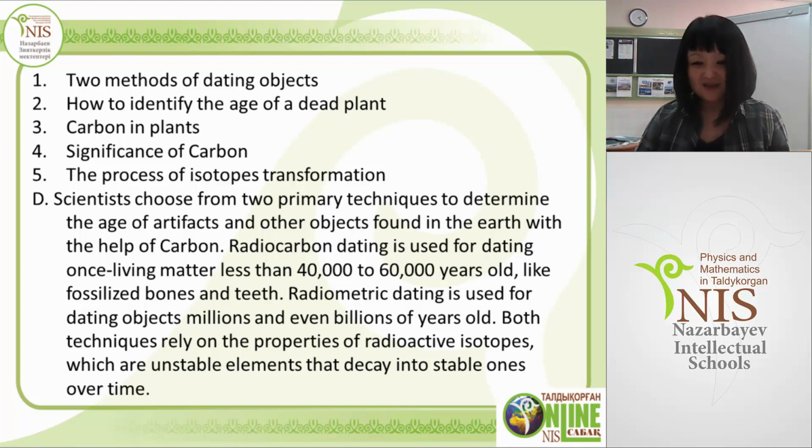Paragraph D. Scientists choose from 2 primary techniques to determine the age of artifacts and other objects found in the earth with the help of carbon. And looking through the text, I see 2 different words here, like radiocarbon dating and radiometric dating. Please choose the right number.